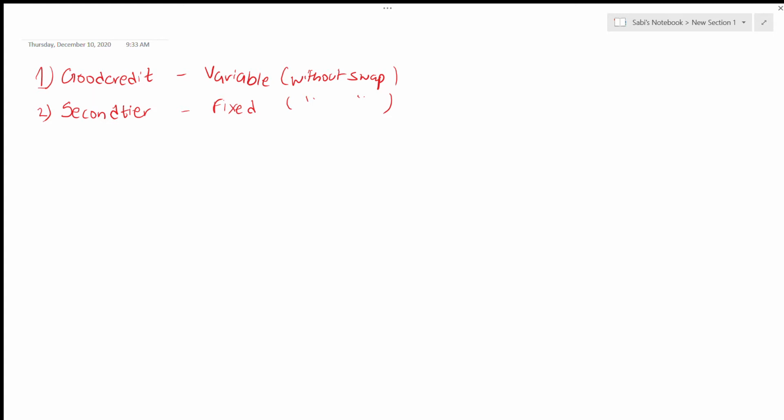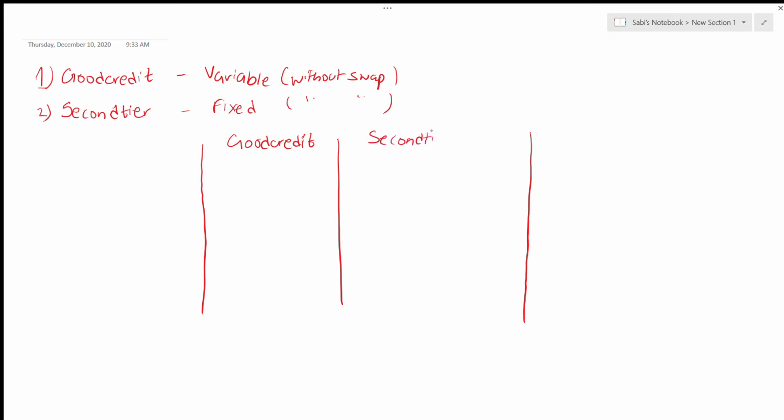So the first thing is, we have to make a table. I will be writing all my description in the first column, and this one will be good credit, this one will be second tier, and the third one will be the sum total. You need a third column where you will be taking the sum total. Don't forget to take your sum total.